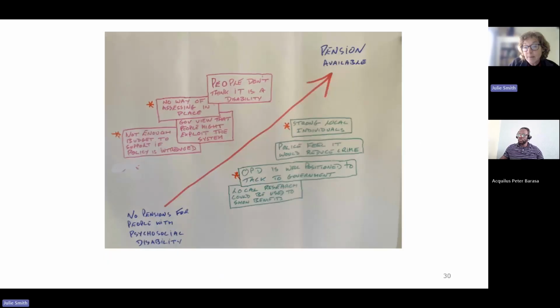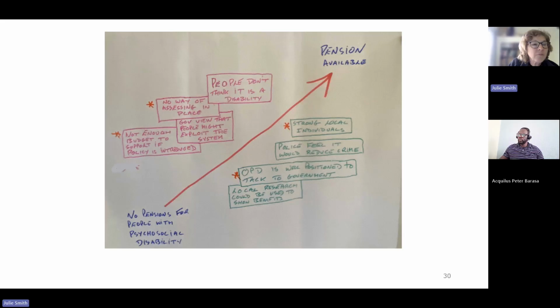Here's an example. At the bottom, the situation is that no pensions are available for people with psychosocial disability. That's the situation now. Where you want to get to is for the pensions to be available. So in a consultation process, you're asking people, what are some of the things stopping this change from happening? One thing could be that people don't think psychosocial disability is a disability, so there shouldn't be a pension.